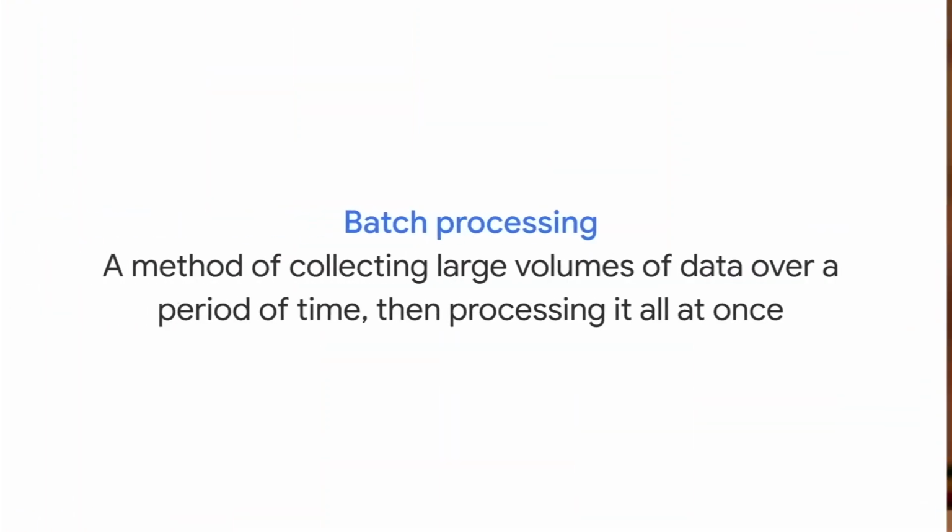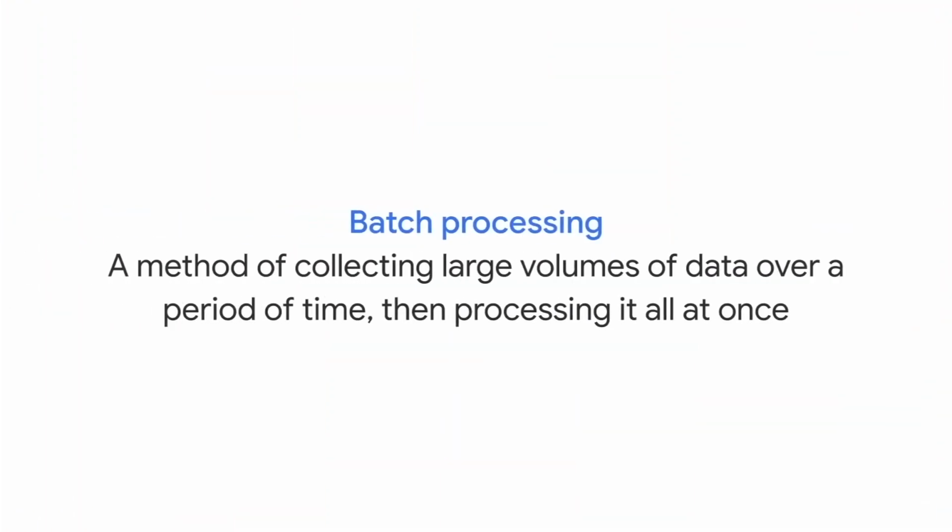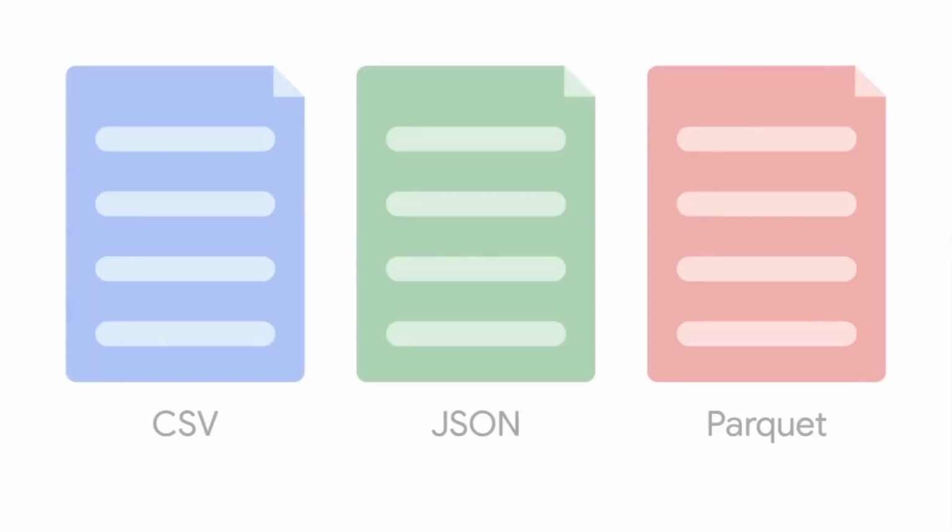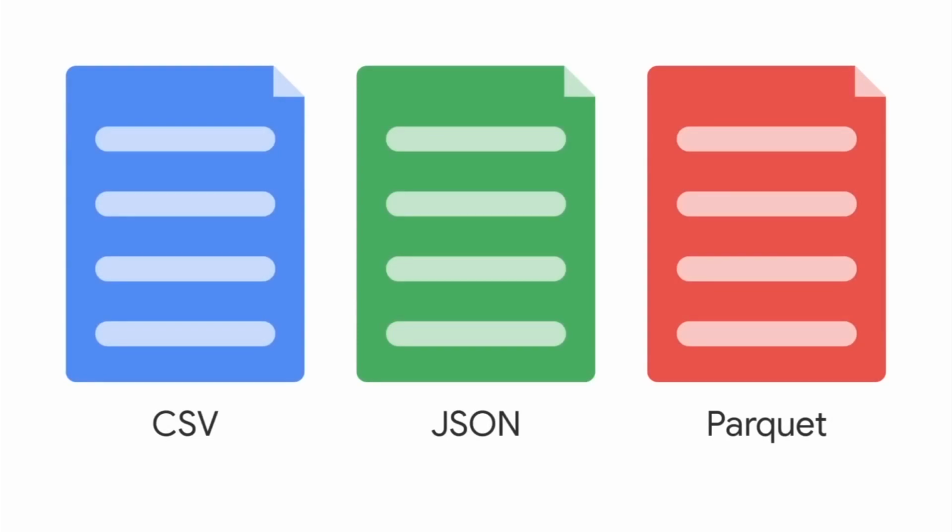Now, please ride along with me on this road trip to catch the sights of the fascinating landscape of batch and streaming data. Let's begin with batch processing. Batch processing is a method of collecting large volumes of data over a period of time and then processing all of it at once. Batch processing uses various data sources, and each has their own characteristics and advantages.